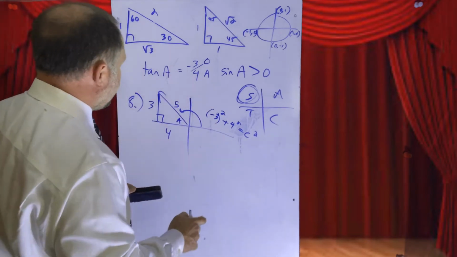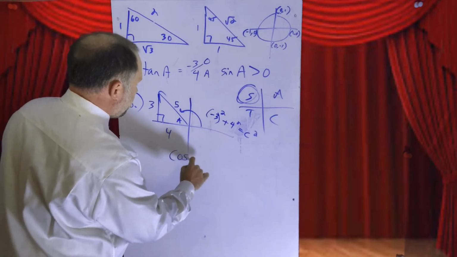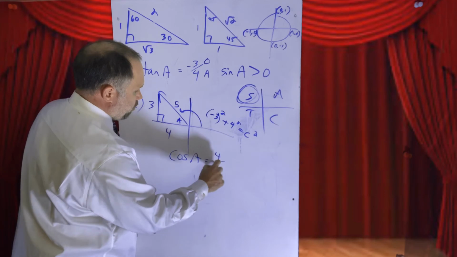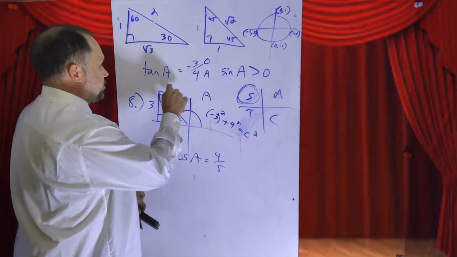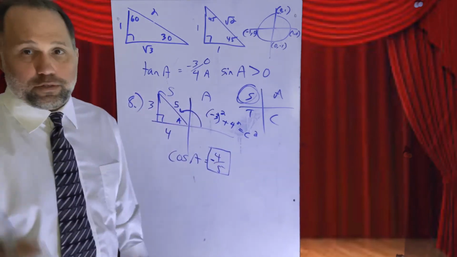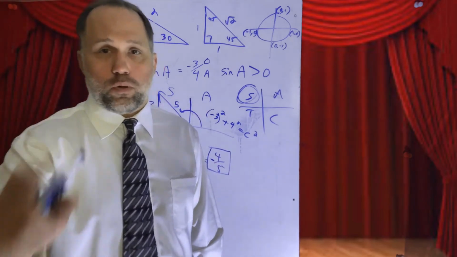So once we have that, this question asked for the cosine of A. Cosine is adjacent over hypotenuse, which is 4/5. But because we are in the S quadrant, it's going to be -4/5. So once again, you got to pay attention to your quadrants.